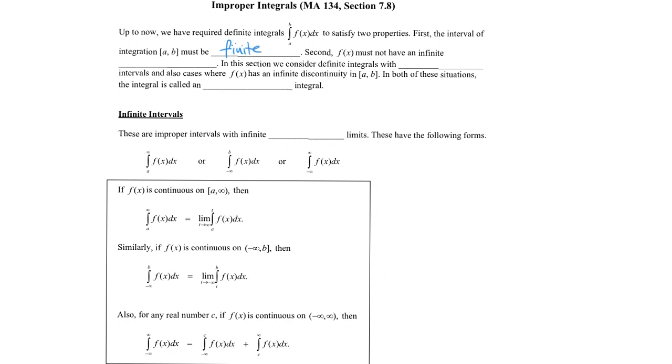So we had a and b were numbers, they were not infinities, right? So we'd integrate between, say, -1 and 4, but the intervals were finite. And second, the function we're integrating, the integrand, must not have an infinite discontinuity.